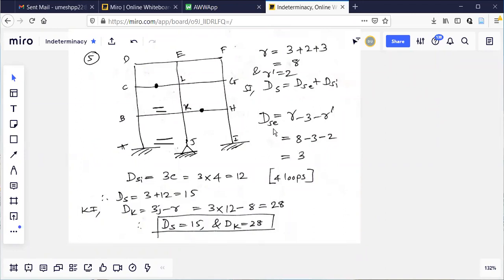So now find out DSE. R minus 3 minus R dash. 8 minus 3 minus 2, it is 3. DSE is calculated here. Okay.